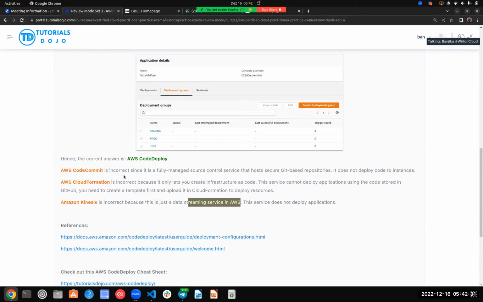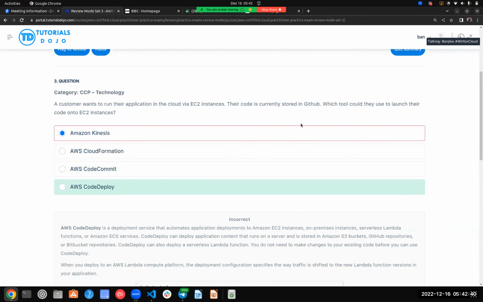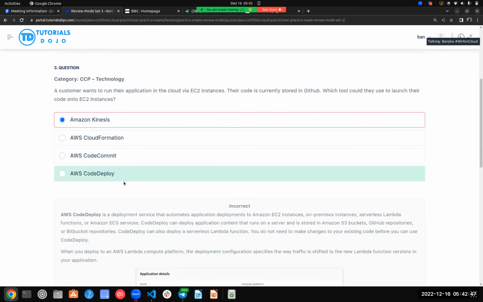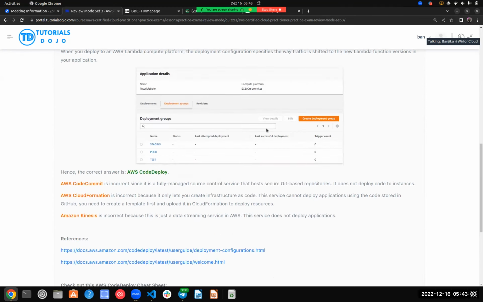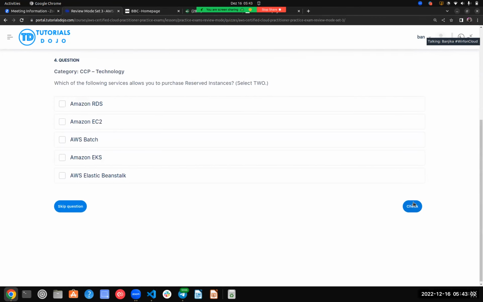CloudFormation is infrastructure as code. CodeCommit, as I say, is a fully managed source control service similar to GitHub-based repositories. So this was just mentioned, but the question was not asking for that. Okay, so CodeDeploy is a deployment service that automates application deployments to EC2 instances, on-premises, serverless Lambda functions, and ECS. All right, so that's fine.